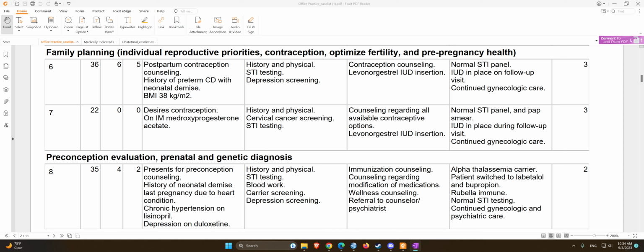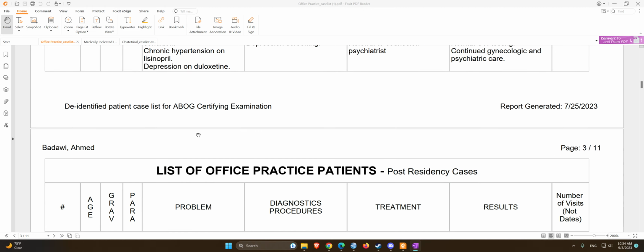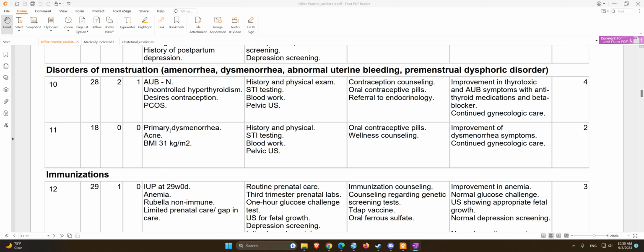And then patient 11, yeah, you said that correctly, the primary versus secondary dysmenorrhea. And then the workup for the acne, that's fine too. Did you give her OCPs? Did that help with her acne at all? It did, actually. Okay, cool. And then you can also talk to her about weight loss too.